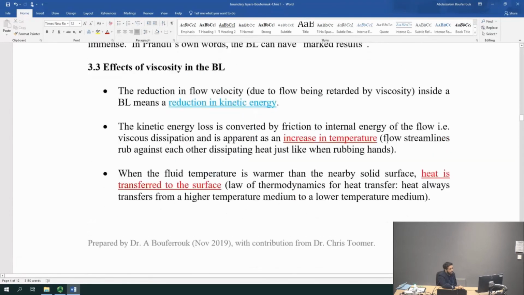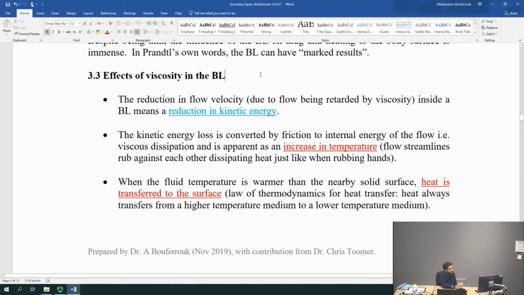So let me just summarize this before we go. The effects of viscosity in the boundary layer: first of all, the kinetic energy is reduced, because the flow is viscous and the fluid particles rub against each other. They take the kinetic energy from each other. So there is a reduction in kinetic energy inside the boundary layer, and this becomes more and more as we approach the surface.